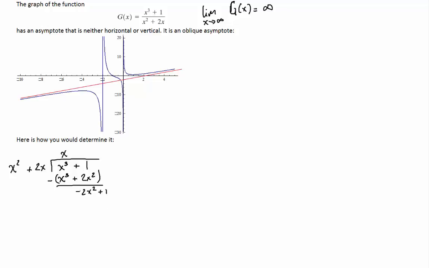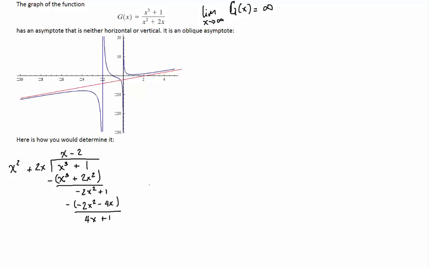And now I ask, how many x squareds can I fit in negative 2x squared? Well, just negative 2 of them. And I put negative 2 here. Multiply negative 2 times 2x is going to be minus 4x. And then I'm going to subtract it off. So negative 2x squared minus negative 2x squared goes away. And then I have 0x minus negative 4x, so it becomes 0 plus 4x, so it's just 4x plus 1.